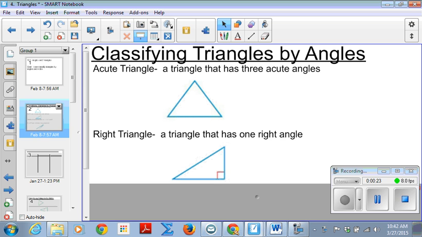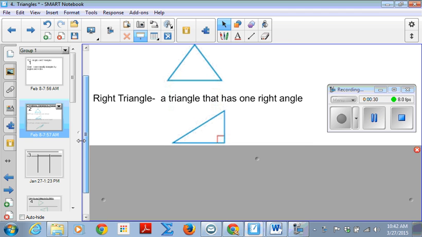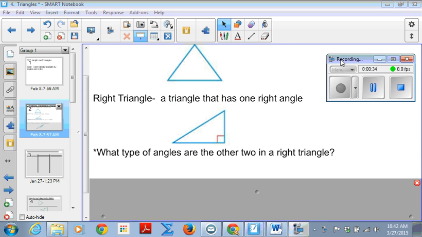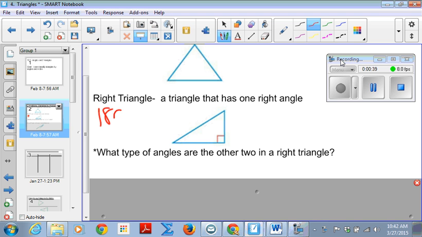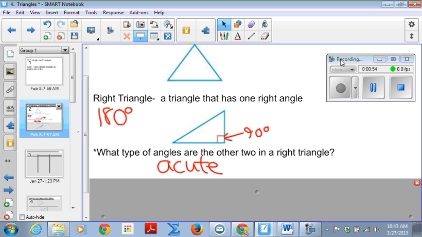We have a right triangle. Easy to identify, it's a triangle that has one right angle. And if we have a right angle in a triangle, it's important to know that all triangles have a total measure of 180 degrees. So if 90 degrees are taken up right here, then the other two angles combined are 90 degrees. So they're both going to be acute angles, because they're both less than 90.